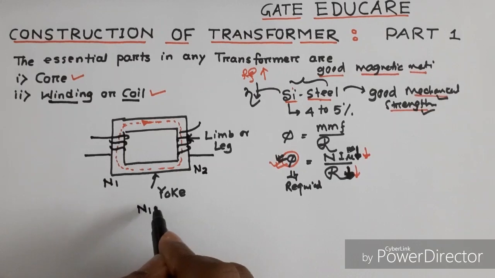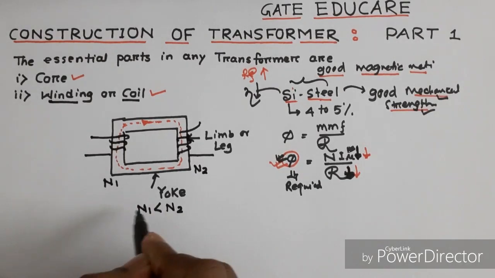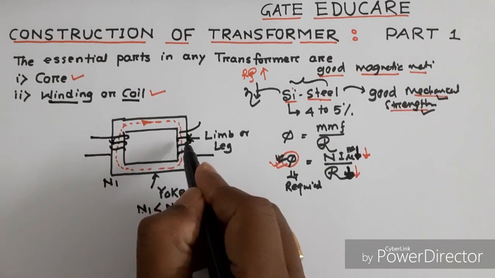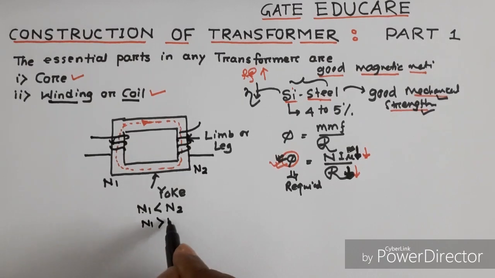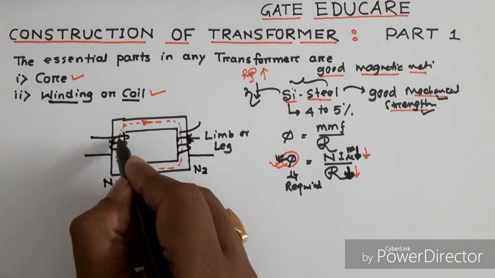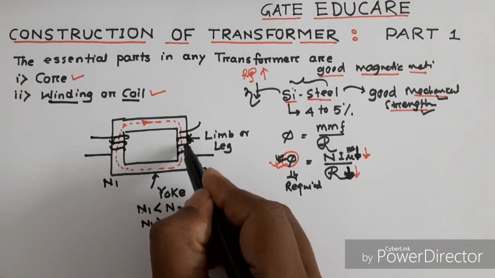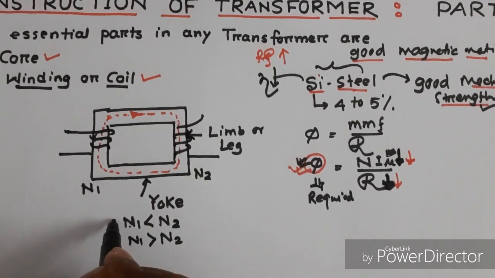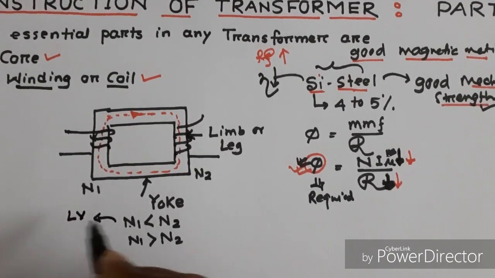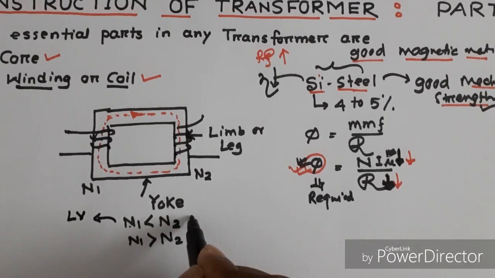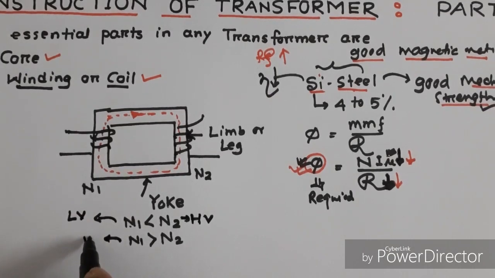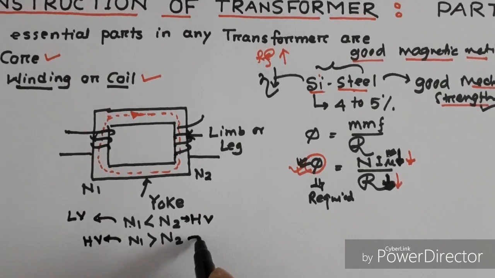Here N1 is less than N2. If N1 is less than N2, then this will be the LV winding, and this is the HV winding. If N1 is greater than N2, the primary winding will be the HV winding and the secondary winding will be the LV winding. That means here this is the LV, low voltage, here N2 is the HV, high voltage, but here N1 is the HV, high voltage, and N2 is the low voltage.